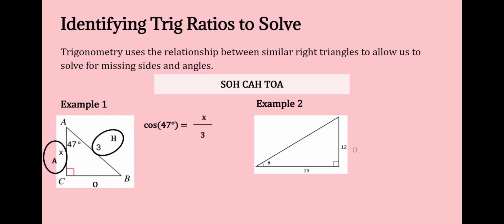For our second example, again, we're going to label. So 12 is O, 19 is A, that blank side is H. We don't really care about it. And so I'm going to look at the two sides they gave me, in this case 12 and 19, that's O and A. I'm going to see which of these has an O and an A, and that's tangent. So I'm going to write tan theta, because that's our angle, is equal to O over A, but it's not O, it's really 12. It's not A, it's really 19. And that's it. We've set up that equation. We're going to learn how to solve it later.